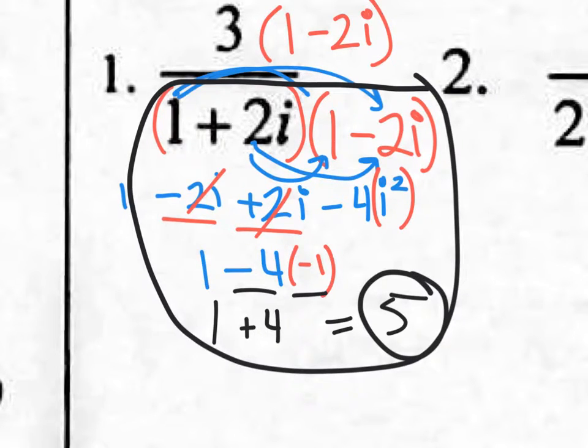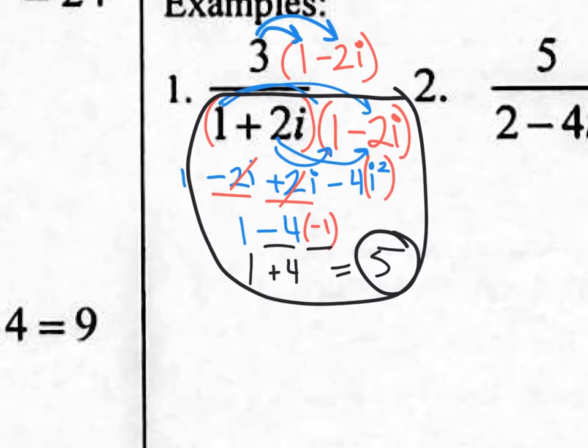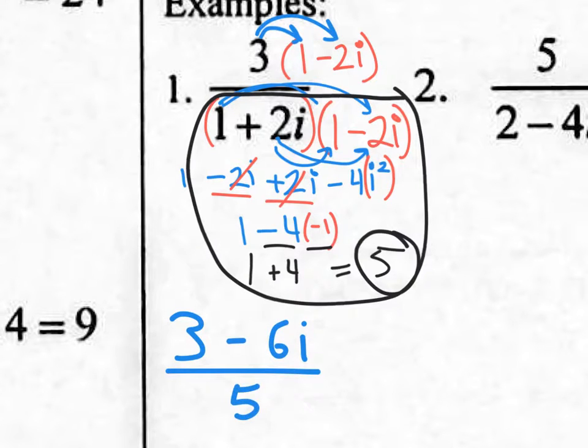Now, what about the numerator? Well, the numerator, I need to distribute 3 times 1 and get 3, and then 3 times negative 2i and get negative 6i. So on top, let me write it. 3 times 1 is 3. 3 times negative 2i is negative 6i. And we said that it's going to be over the new denominator 5.